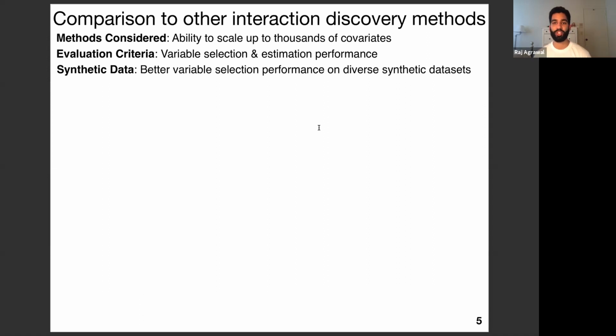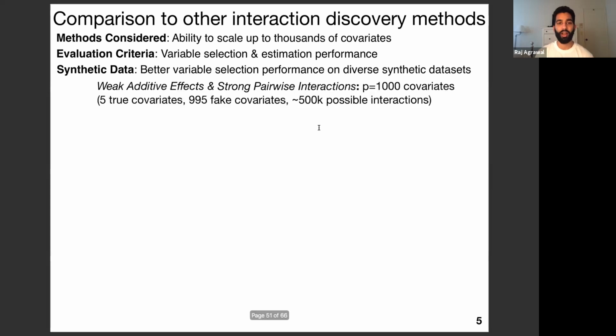So what we do is we generate a lot of synthetic data sets, and we found better variable selection performance than these previous methods. But to give you a flavor of one area where our method really shines, it is a setting where there are really strong pairwise interactions and weaker additive effects.